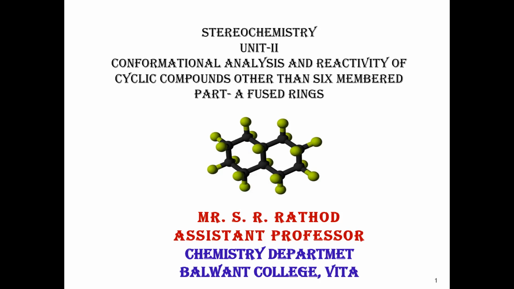Today we discuss the second unit of the syllabus: the conformational analysis and reactivity of cyclic compounds other than 6-membered. This is part 1 of fused ring systems. A polycyclic compound with one or more atoms common between two rings may be classified into 3 categories.